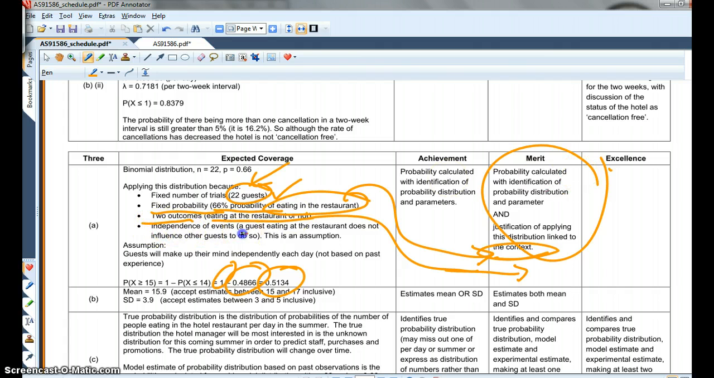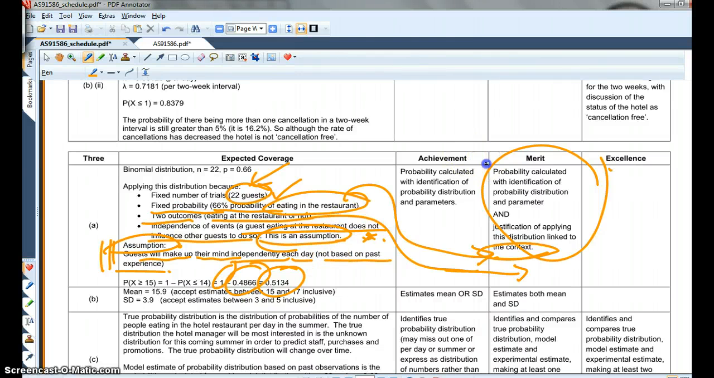Independence of events. A guest eating at the restaurant does not influence other guests doing so. This is an assumption, possibly an incorrect one. Assumption. Guests will make up their mind independently each day, not based on past experience. That's really important because some people like to eat at the restaurant every night, other people like to eat out every night. Some people a combination. So actually, those assumptions are questionable, and that's something that's going to get you excellence in the last question, to actually be aware of that.